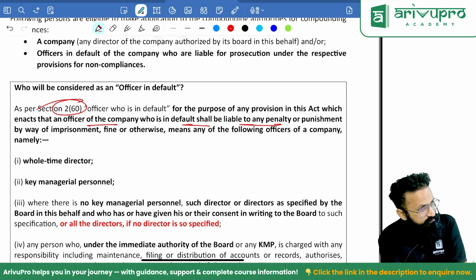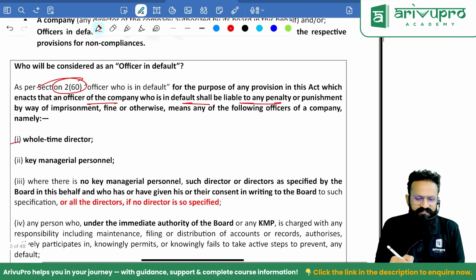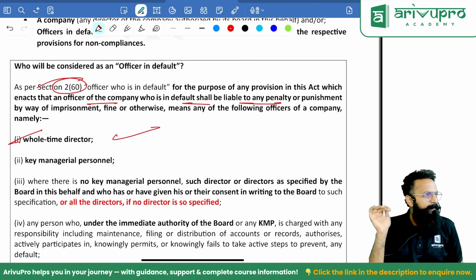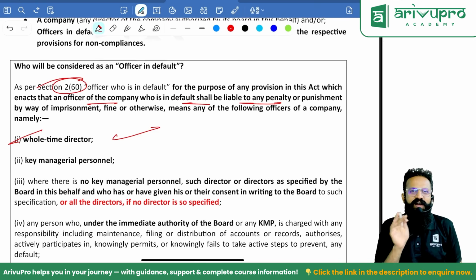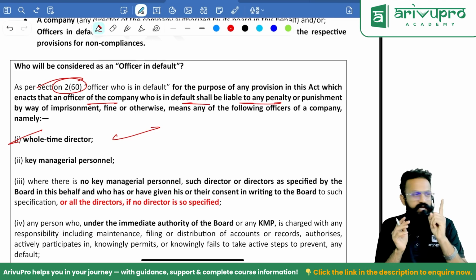Then CS also is there, is it? See here. The first one is the whole-time director. The whole-time director is liable. And nowhere does it say 'or' or anything. If they are there, they are liable. That's all. Have you seen this definition? They do not write it as whole-time director or something else. If they are there, they are liable. That's all. Whole-time director, first one.